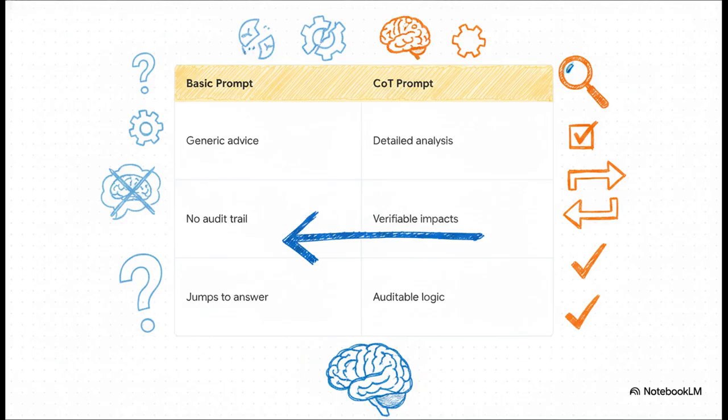With a basic prompt, you get super generic advice like, oh, use a load balancer, which is just jumping to conclusions with absolutely no audit trail. It doesn't actually help you do your job.